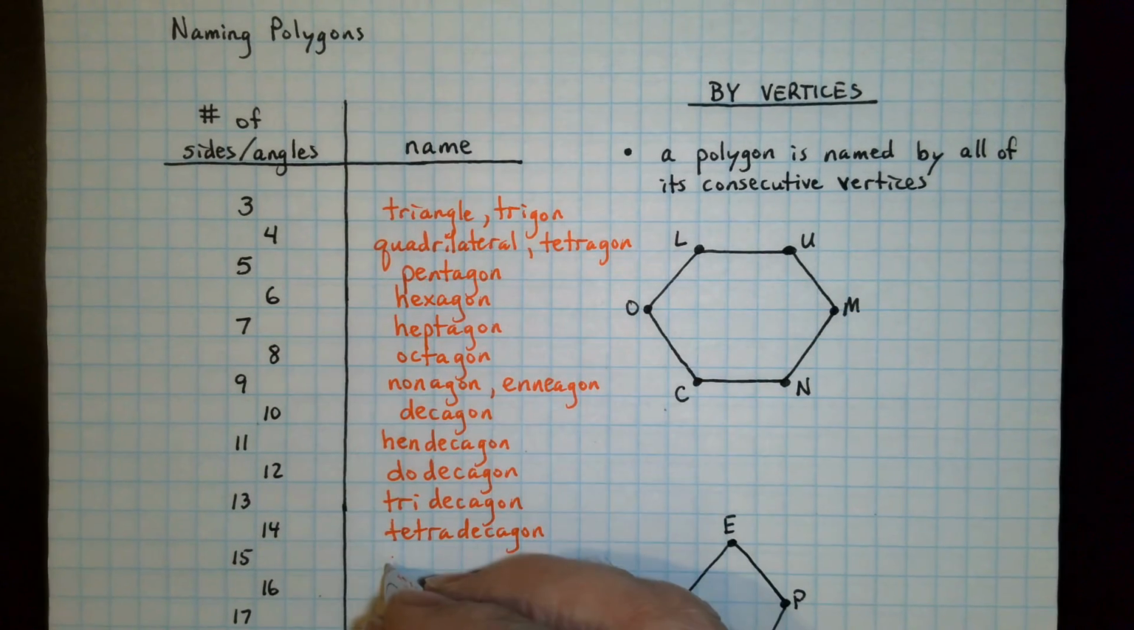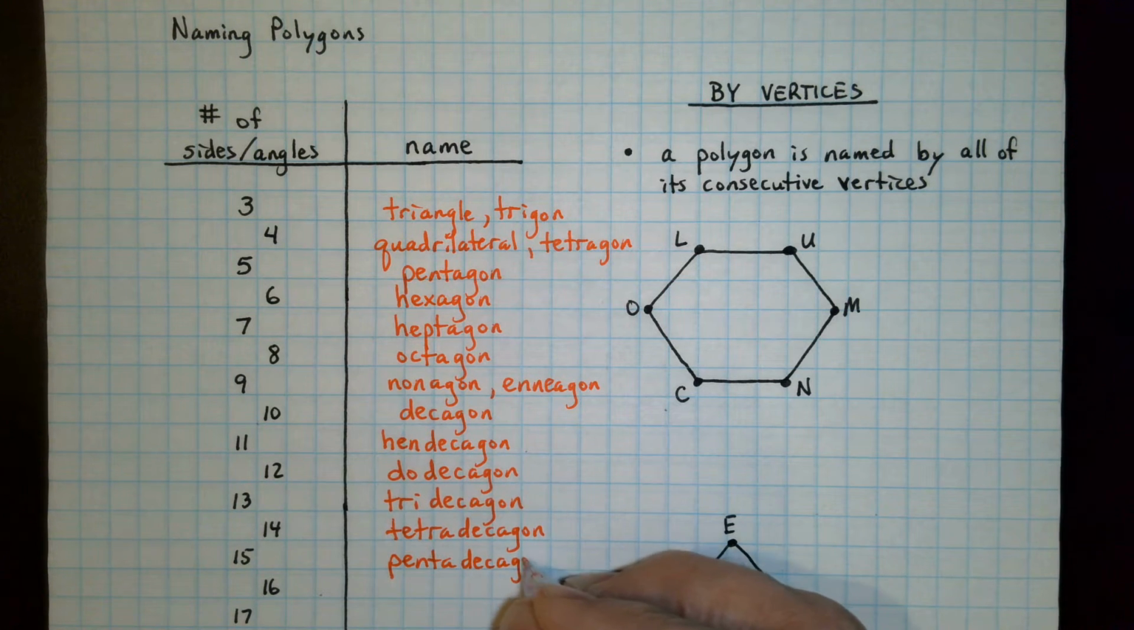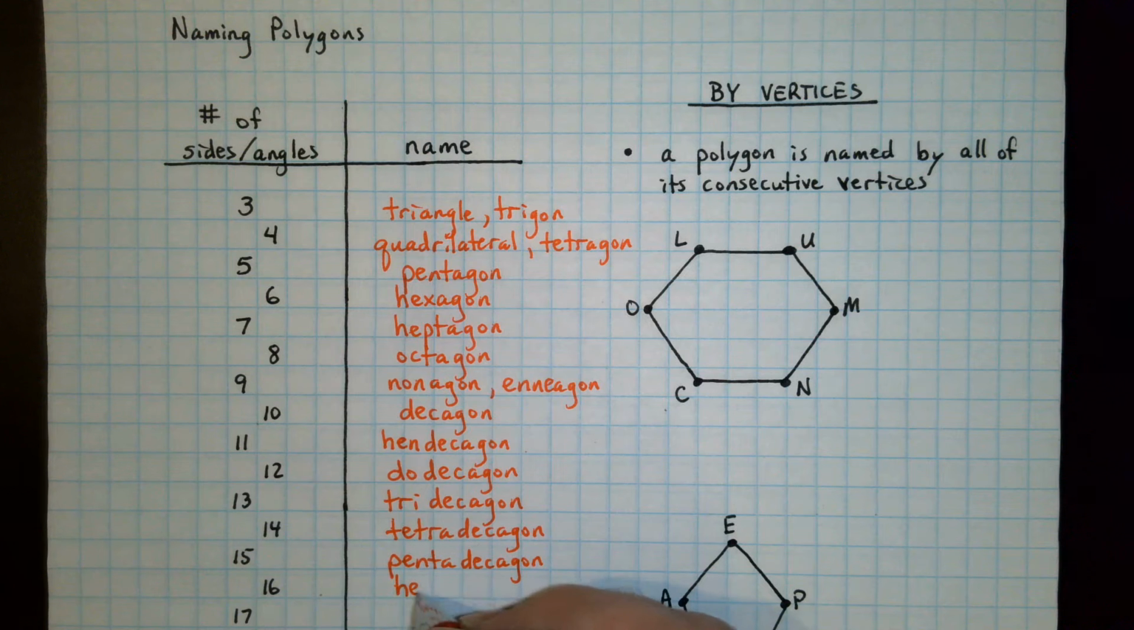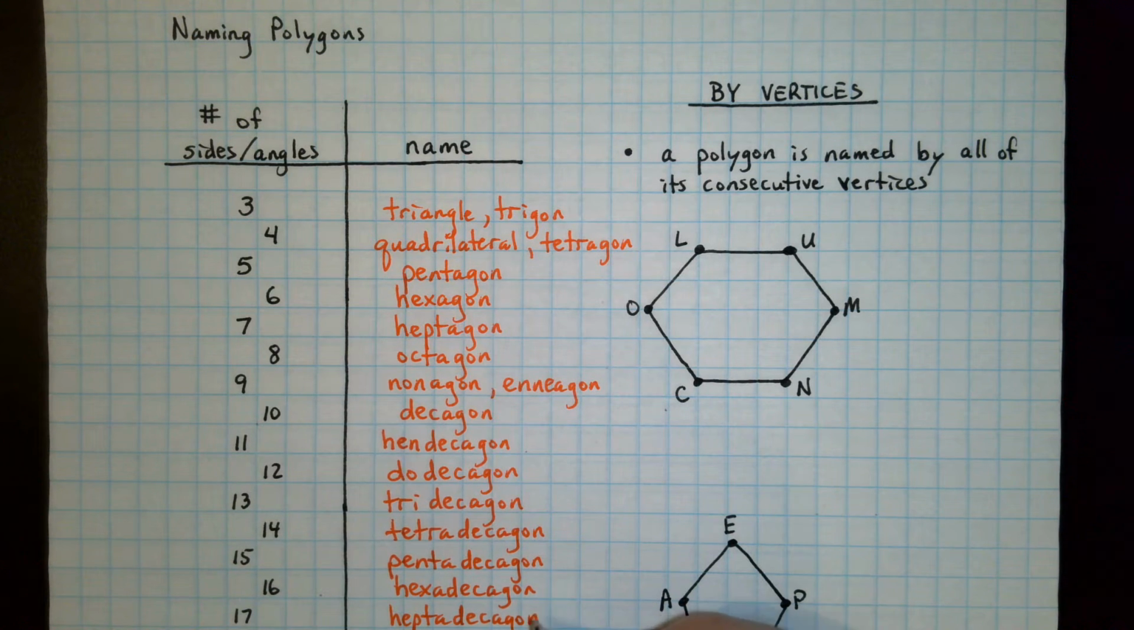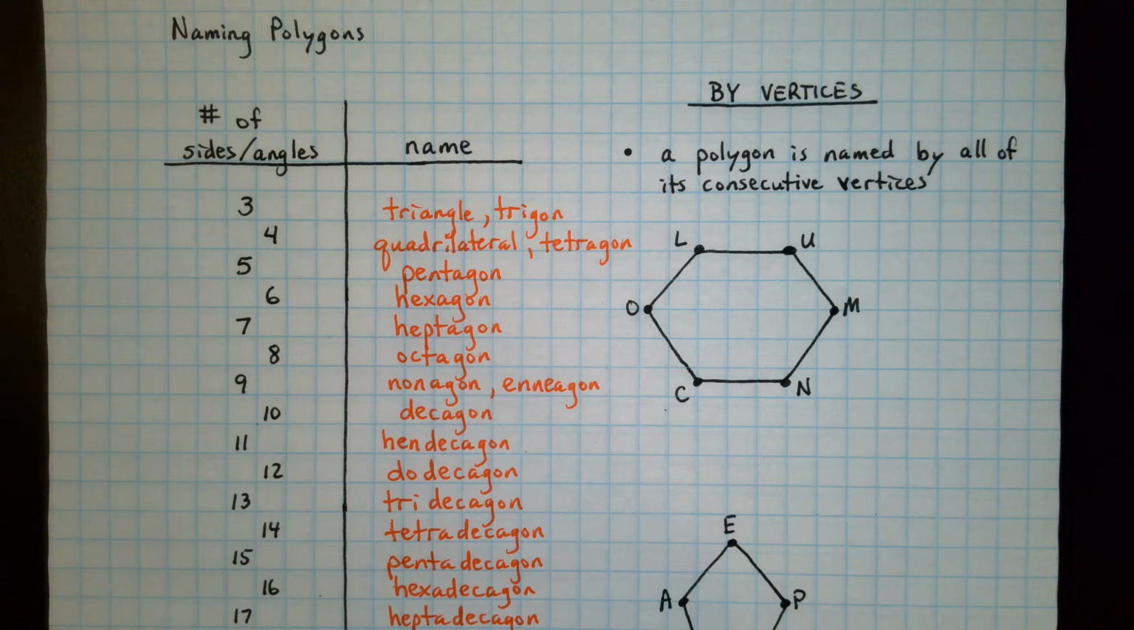15 is going back to here and following the pattern, pentadecagon. 16 is a hexadecagon. 17 is a heptadecagon. 18 is an octadecagon. 19 takes this one. It doesn't have 2. It just has an enneadecagon. And then we change the pattern with 20 and we have icosagon.